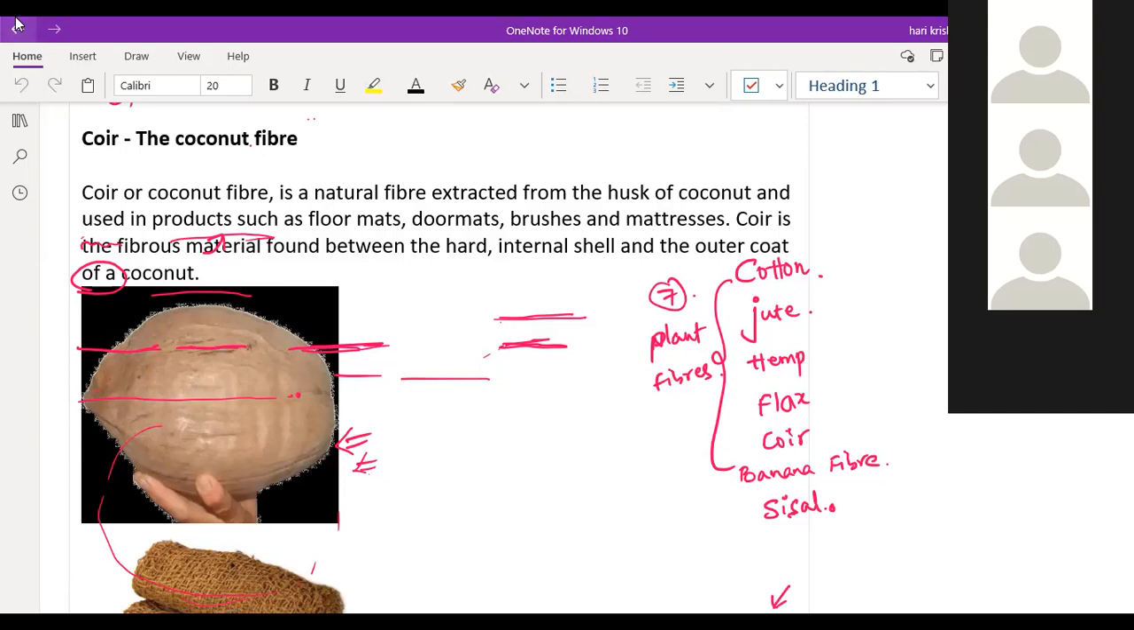Sir, the husk is very very sharp, no, sir. So, do they have a process to soften?